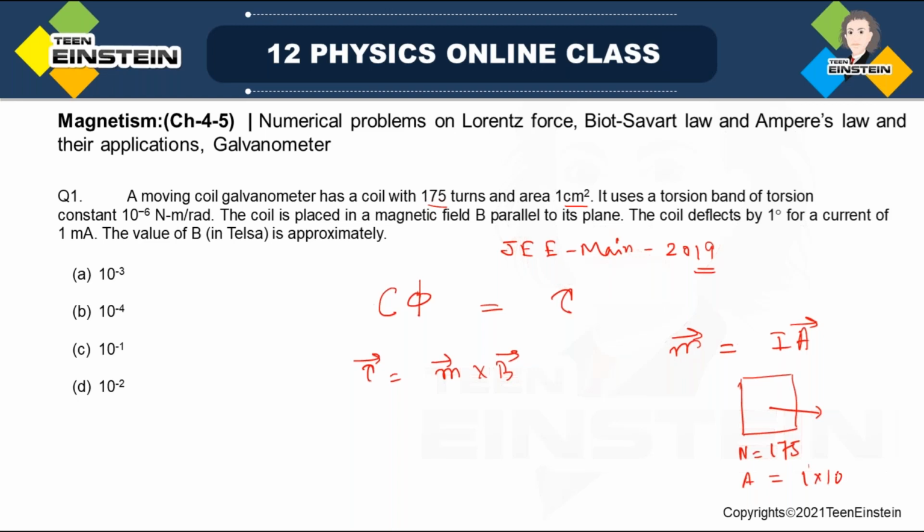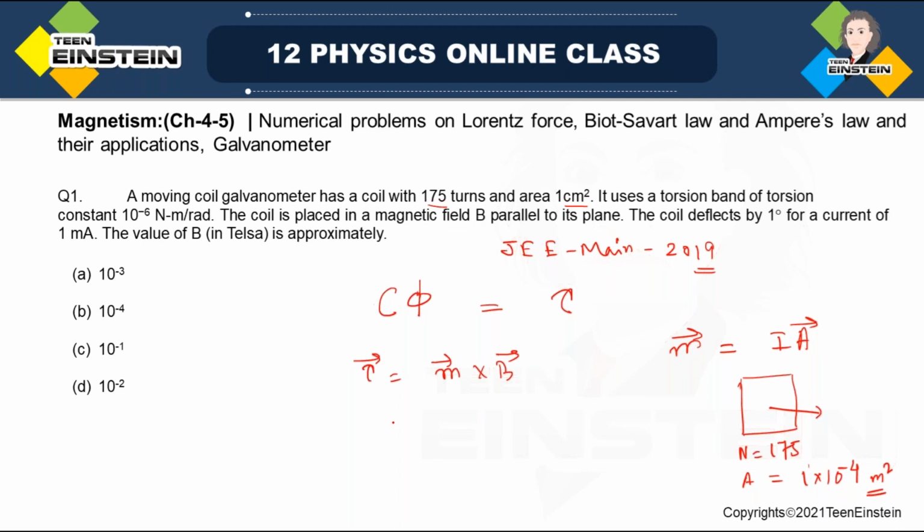That means 1 into 10 to the power minus 4 meter square, because 1 centimeter means 10 to the power minus 2 meter, and the square of it is 10 to the power minus 4 meter square. And B we have to find out. So here there are two things again. The coil is deflected by 1 milliampere current and the deflection is 1 degree. When 1 milliampere current is flowing through the coil, the deflection of the coil will be 1 degree.